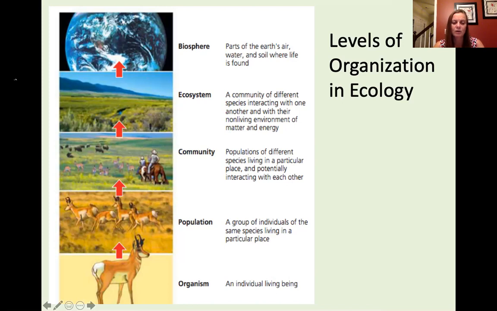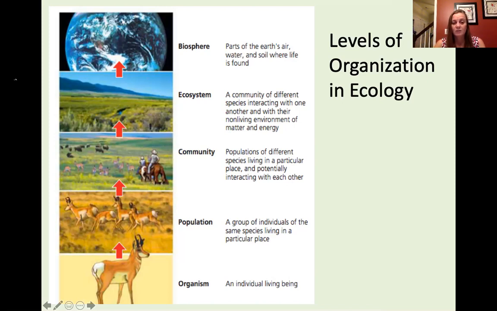Now we have a different picture here, but if we were to stick with the gazelles, we would be talking about gazelles and lions and cheetahs and elephants and zebras and other animals that all live together in the savannah. And when we move up one more level from the community, we can talk about an ecosystem. And an ecosystem is a community of different species interacting with one another and with their non-living environment. Okay, so when we get to the ecosystem, now we're talking about not just the biotic component, not just the communities, but the non-living portions as well.